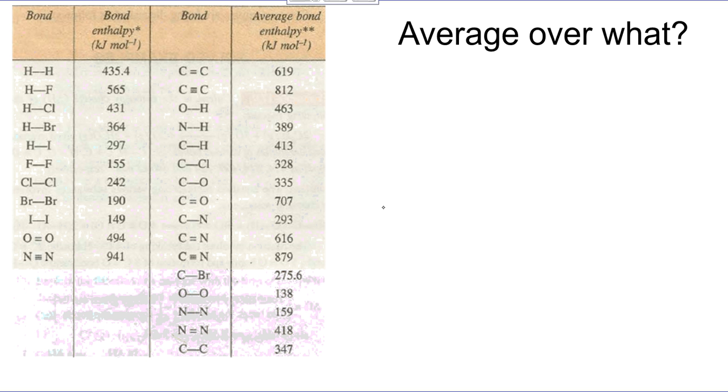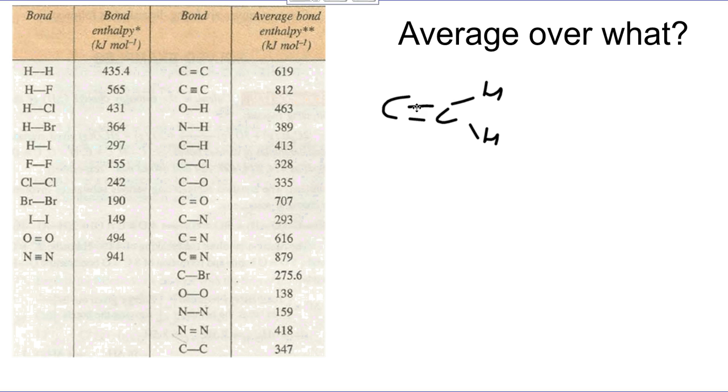You might think, average over what? As I said, there's a lot of different chemicals with, for example, C double bond C in. I mean, this could be connected to H's. As you can see, I'm really good at drawing on here. It could be connected to other carbons. And as I said, these are all going to carry different bond enthalpies.